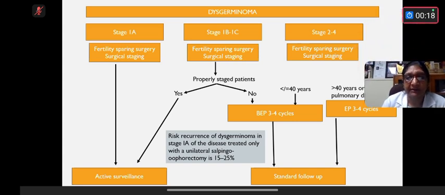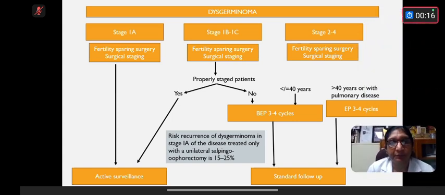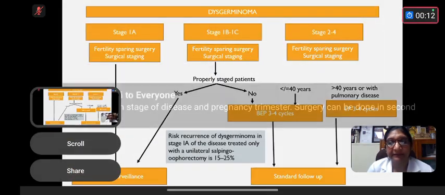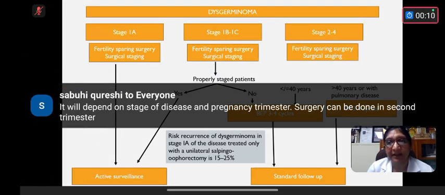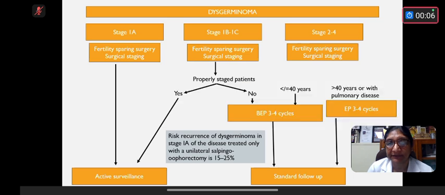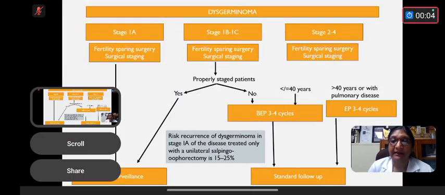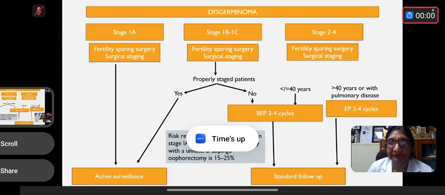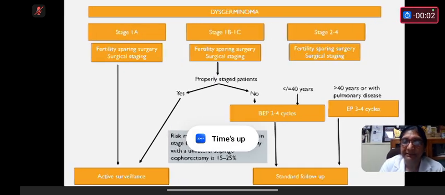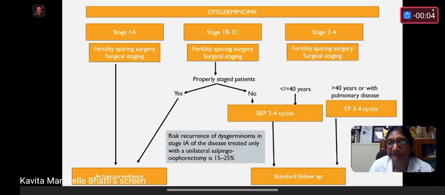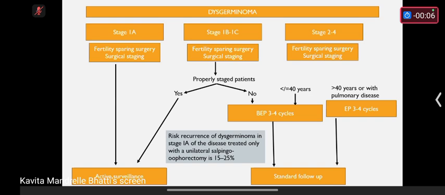This is an algorithm for the management of dysgerminoma. For stage 1A, fertility sparing surgery is indicated, followed by active surveillance. For stage 1B and 1C, you can do fertility sparing surgery with surgical staging. And if it has been properly staged, then you can go on with the surveillance. If not, then with the BEP cycles. And for stage 2 and 4, you have the fertility.